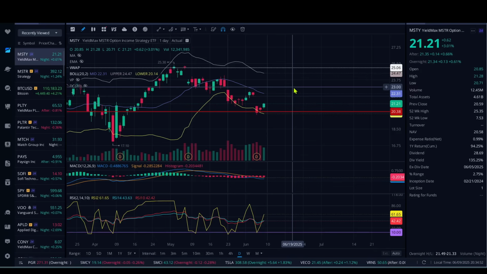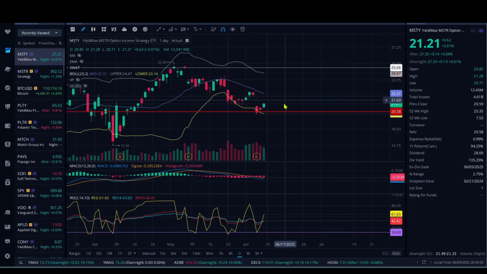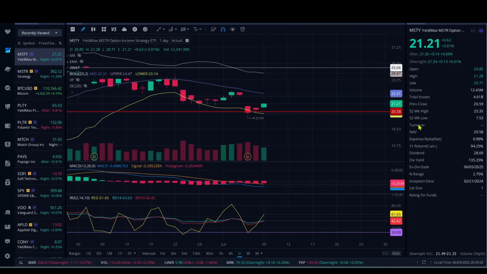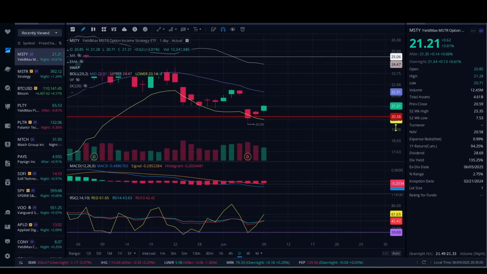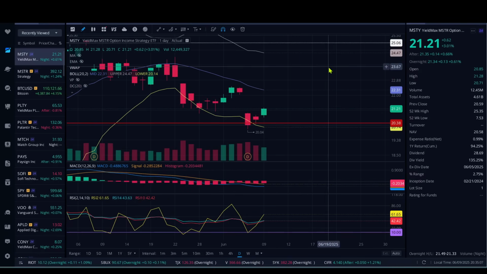All right, so here we are on MSTY. Now, as you can see, we had a very nice move today. Look at this nice green candle. I love to see green candles, and that was a nice one. We are still showing our support line at that $20.38, but today we ended up closing at $21.21.